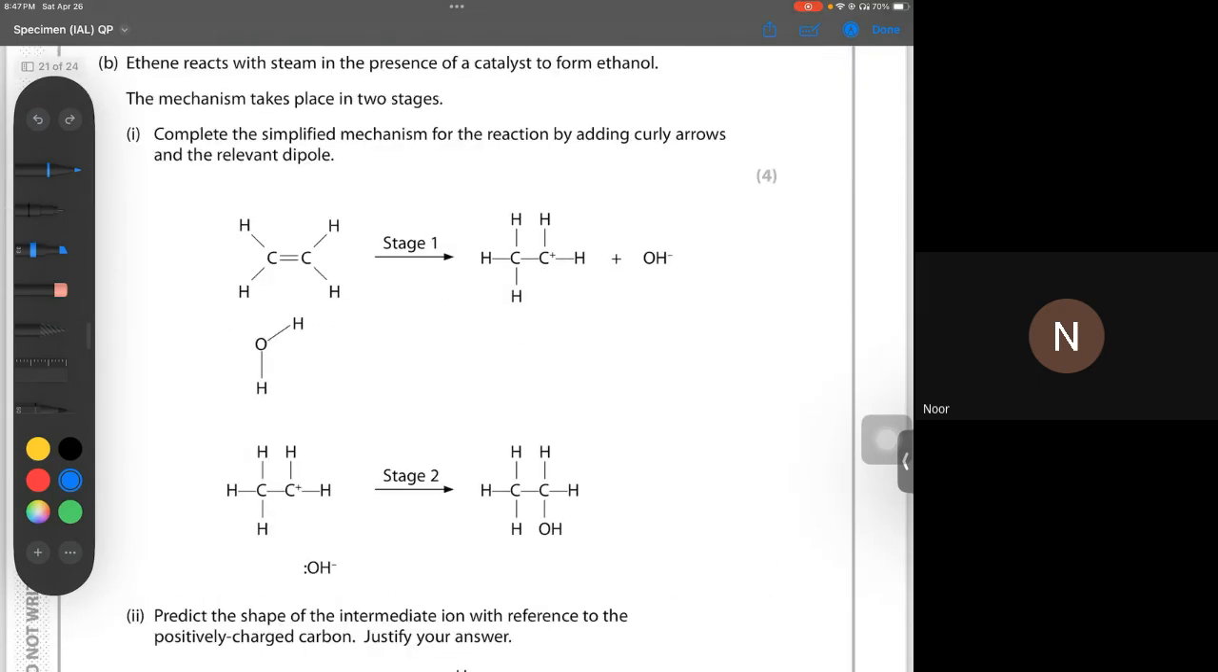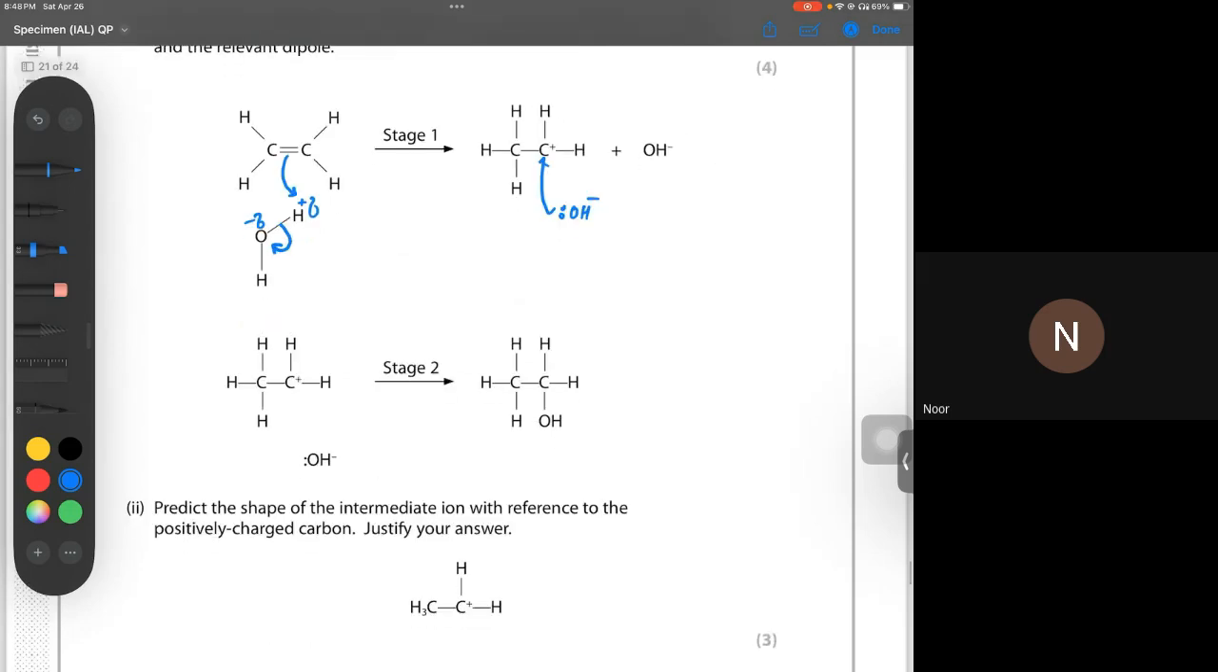Complete the simplified mechanism. This hydrogen is going to have partial positive charge. This is going to have partial negative. Then the double bond is going to attack on this hydrogen, of course. Then it would be just like that. This carbon is supposed to have a positive charge. Then this OH negative is going to attack on this positive charge. And you can see that this is going to be formed. I should do this in the next step. Yep, like that.